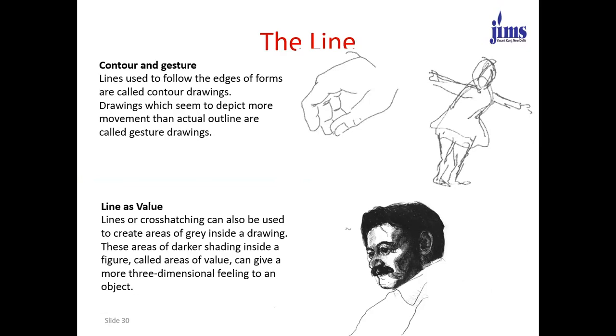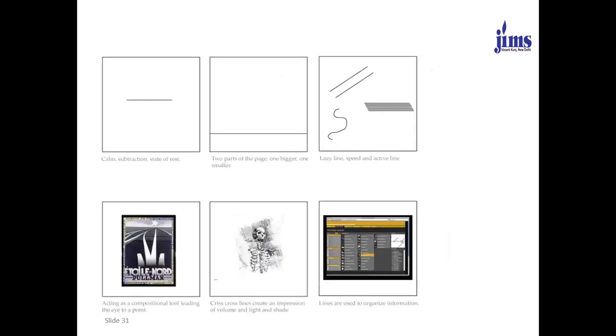Then the next that we're going to talk about is line as value. Let me read this fact for you. Lines or cross hatching can also be used to create areas of gray inside a drawing. These areas of darker shading inside a figure, called areas of value, can give more of a three-dimensional feeling to an object. Whoever does sketching knows how to put a shade in a particular design or drawing so that you can have a 3D look out of it, and that kind of look is basically known as line as value. There are a few more examples that you could see.